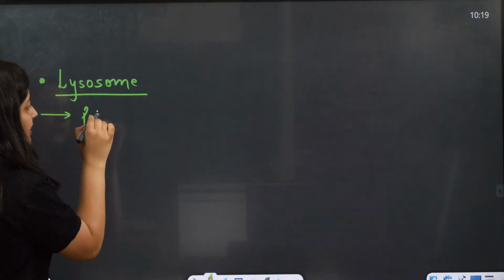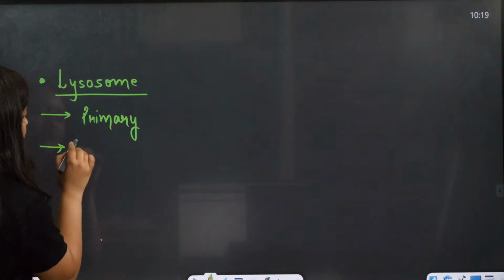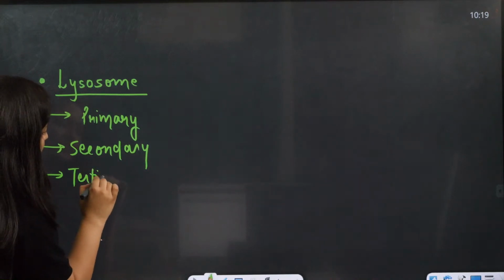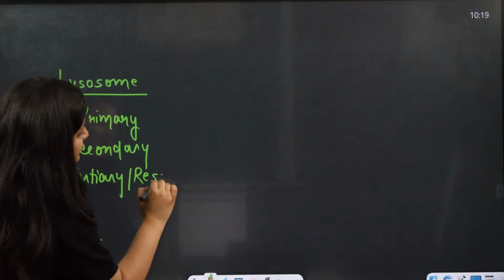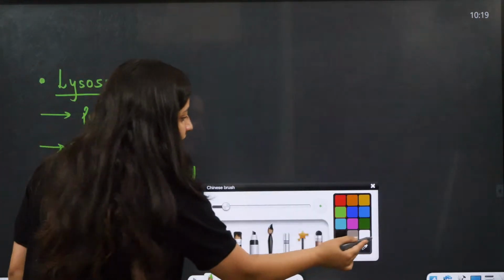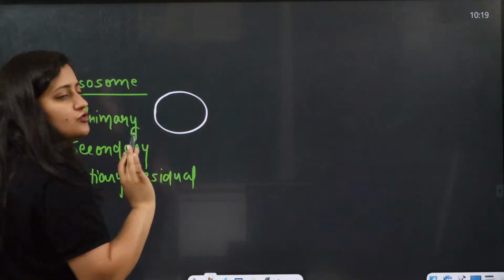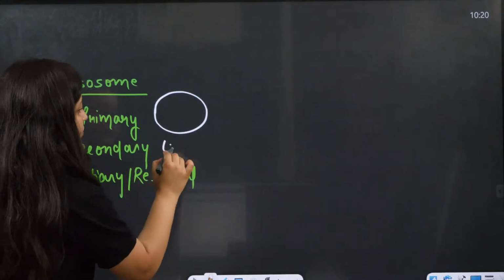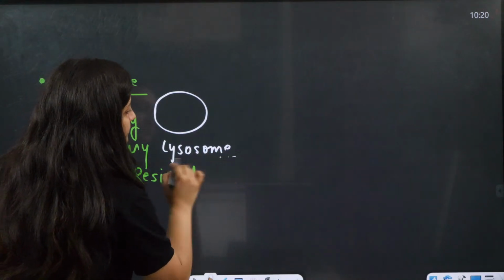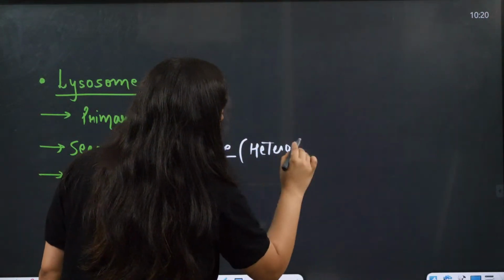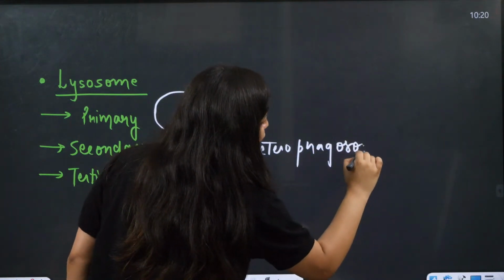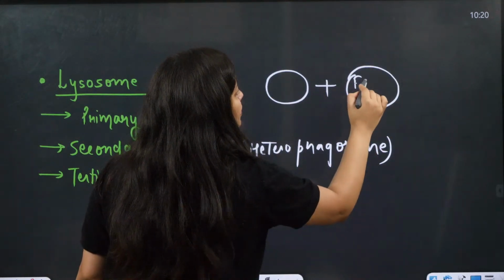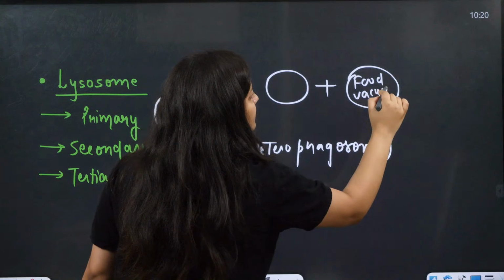Remember, there are different forms. The primary lysosome is there, the secondary lysosome is there, and we even have the tertiary lysosome, also known as the residual lysosome, right? When it is the primary lysosome, it is a simple lysosome where enzymes are not at all active. And when we use the word secondary lysosome, it is even known as heterophagosome. So what is going to happen? This lysosome will fuse with the food vacuole.